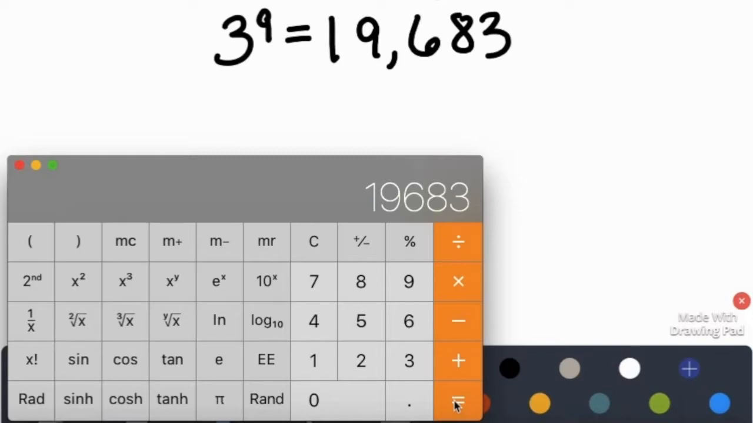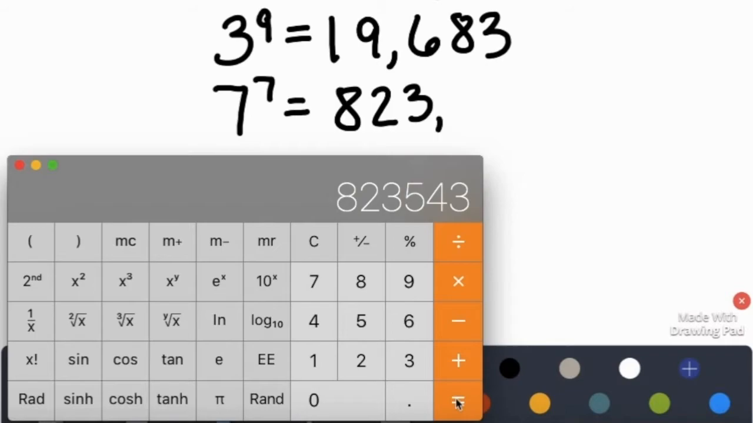Okay, let's try another one. 7 to the 7th. 7 raised to the 7th power equals. Okay, so we clear our calculator and then we press our base. Then we press the x to the y button, and then we press our exponent. And we get 823,543.